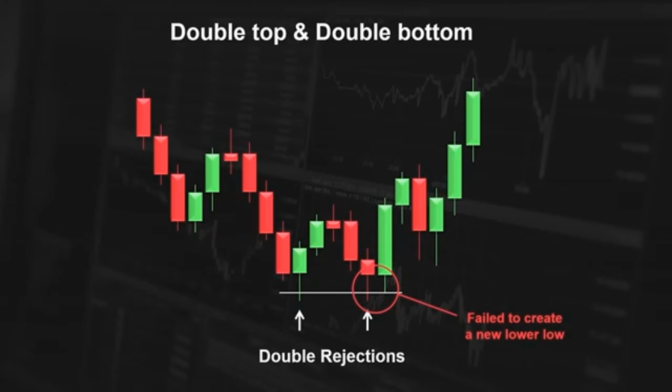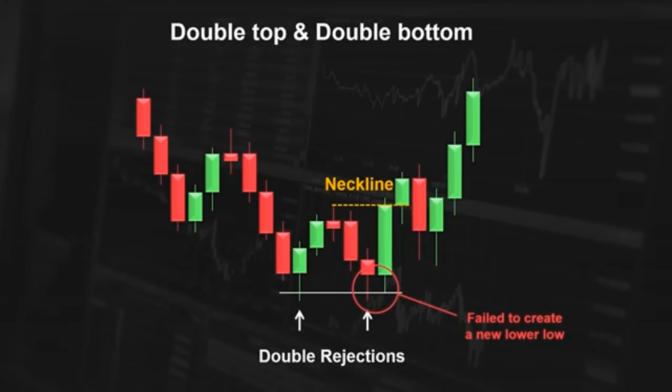Confirmation and entry strategy 1. Break of the neckline. The pattern is confirmed when the price breaks above the neckline with strong volume. Second, retest of neckline, optional. The price may briefly retest the neckline before continuing upward.